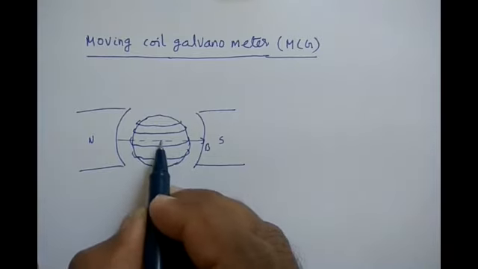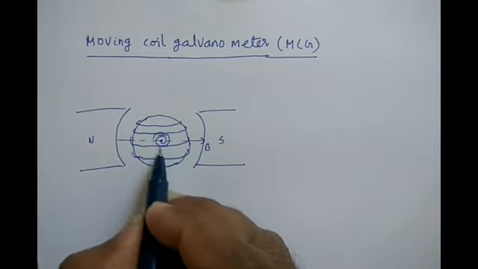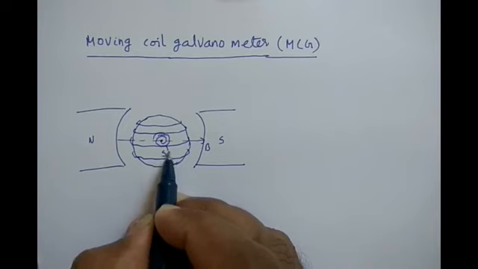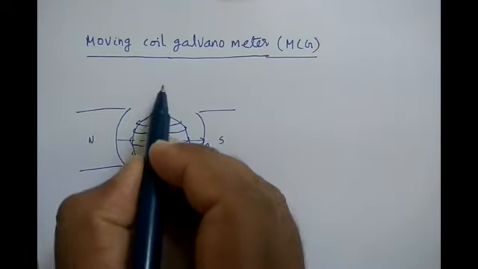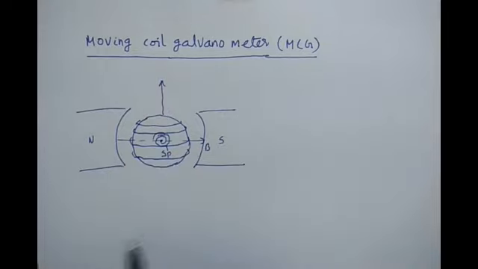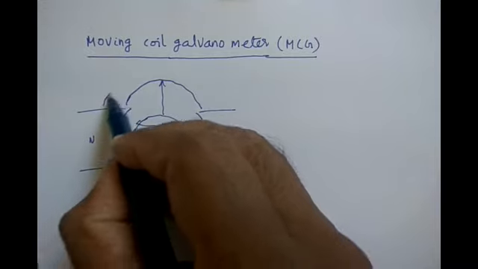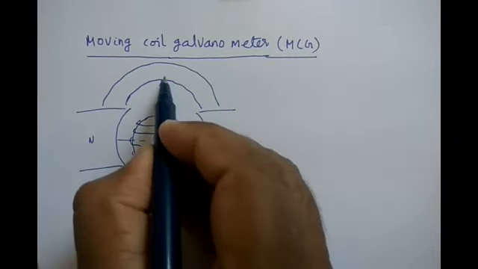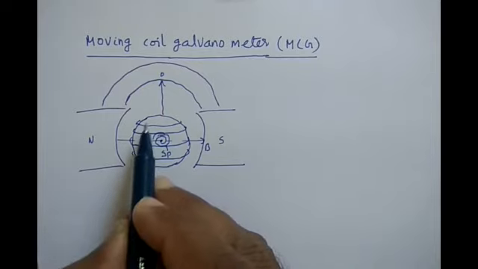This coil is suspended by a spring from the center, and say this is the spring SP. A needle is also attached here, and there is a scale arrangement here. This is the scale. So this is the structure of the moving coil galvanometer, and it consists of a coil.